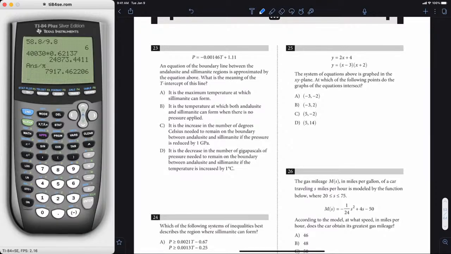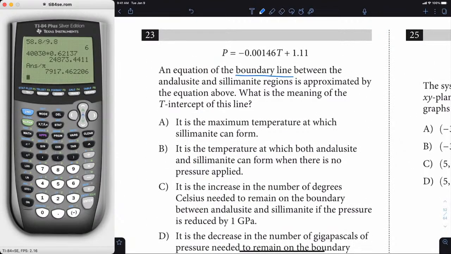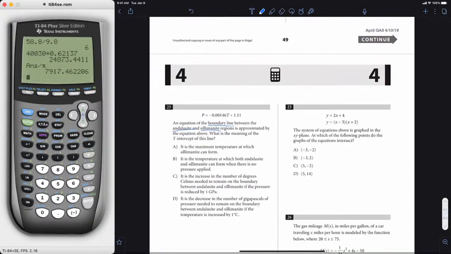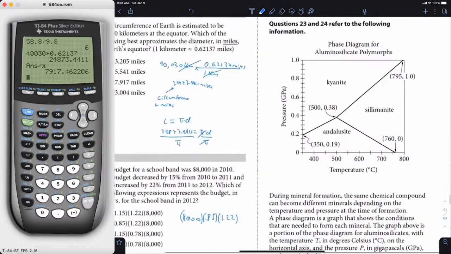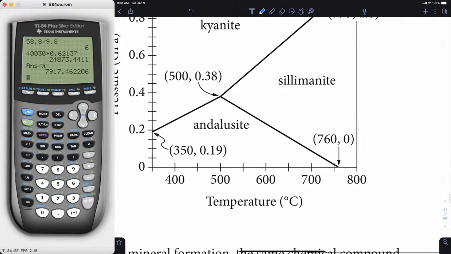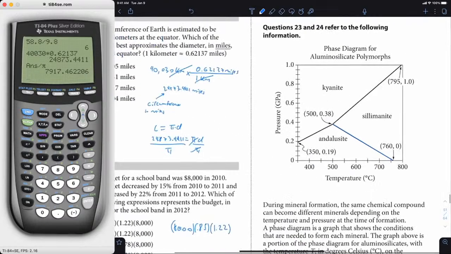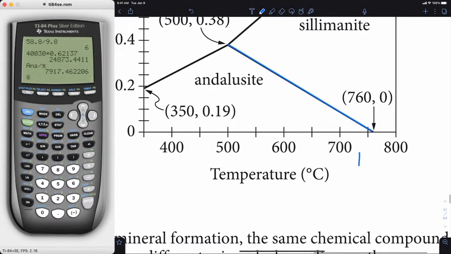Okay, what is the meaning of the t-intercept? So the boundary line between Andalusite and Sillimanite, let's look where that's at. Whatever, the boundary line is right here, right? This is literally a boundary line. It separates the two. So they're asking what is the meaning of the t-intercept. Well, the t-intercept is 760, 0, right?